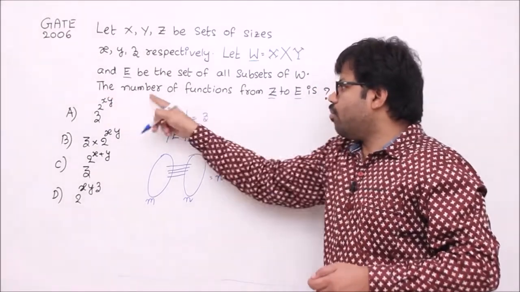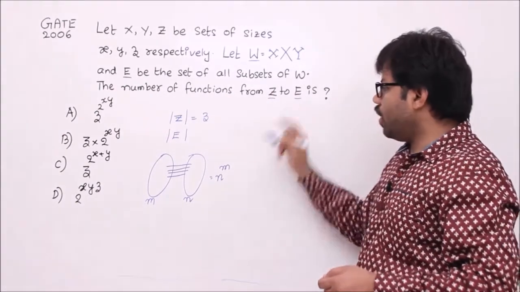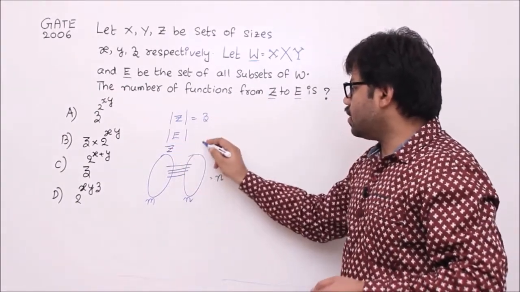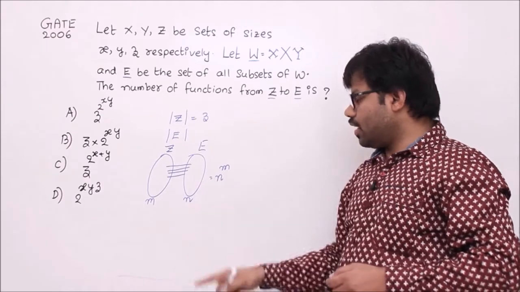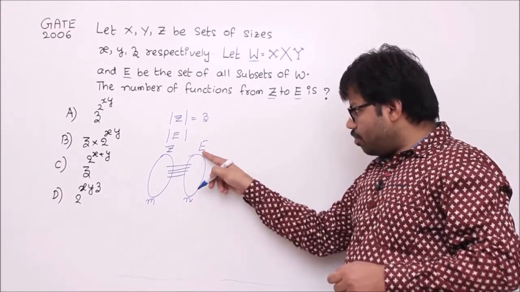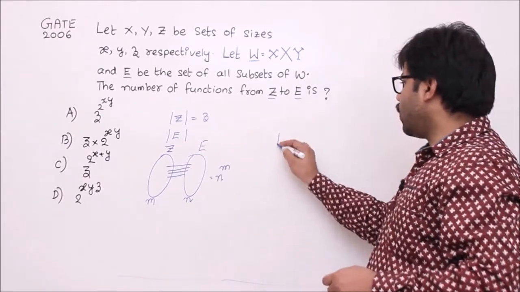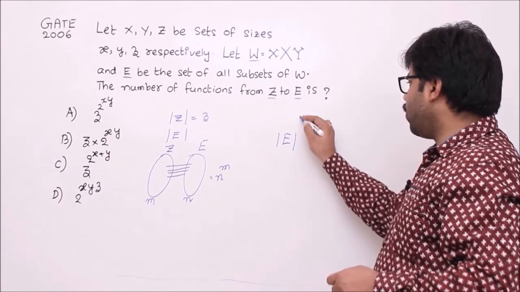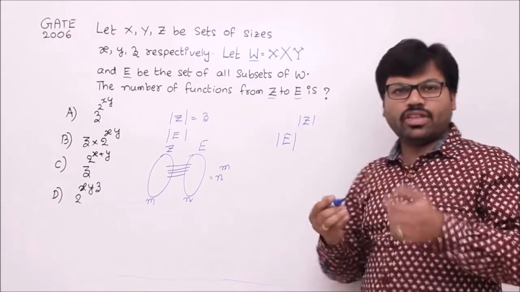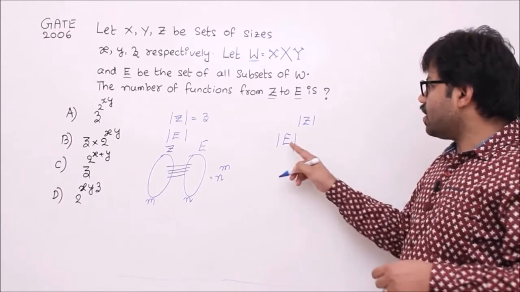Now the same question here. The question is the number of functions from Z to E. Let's say this is Z, this is E. Then according to the formula, it is size of E power size of Z. That's why the answer is size of E power size of Z. That's the formula for functions. Now, what is size of E?